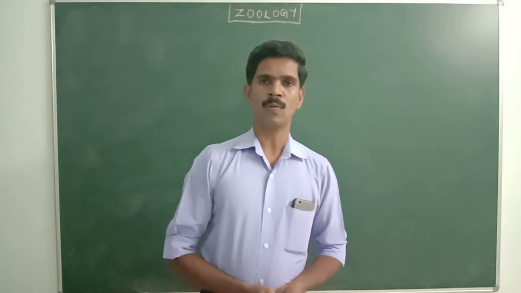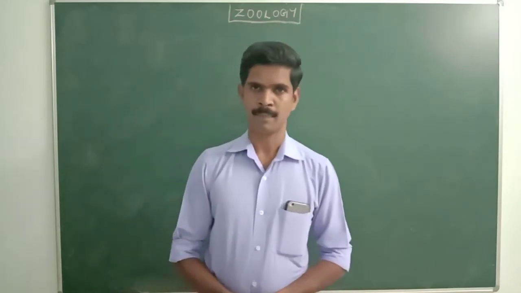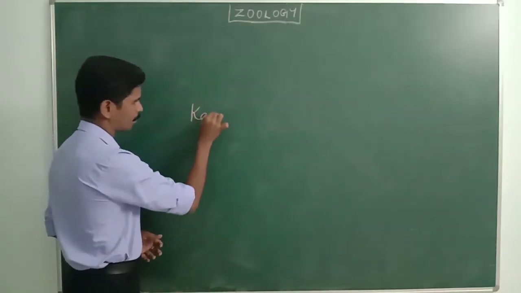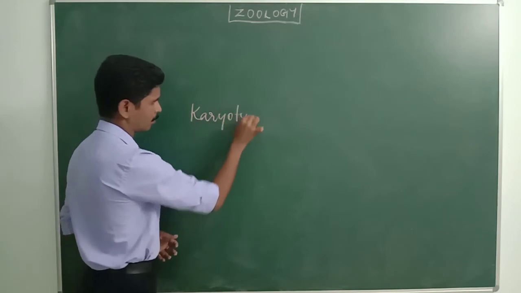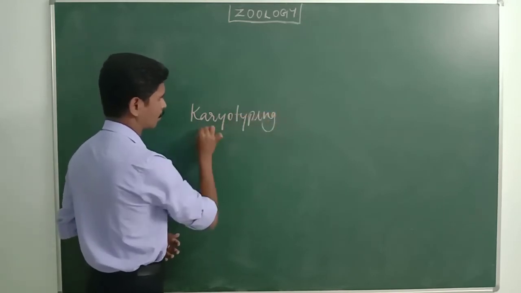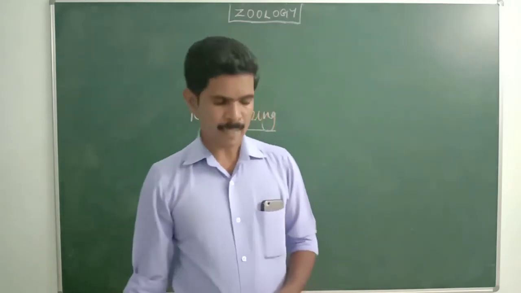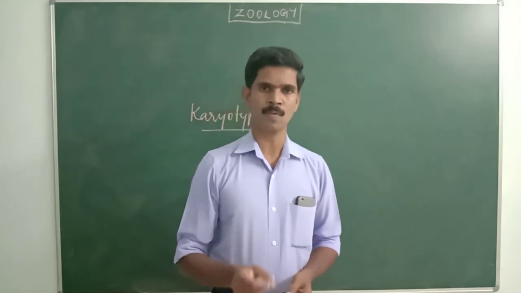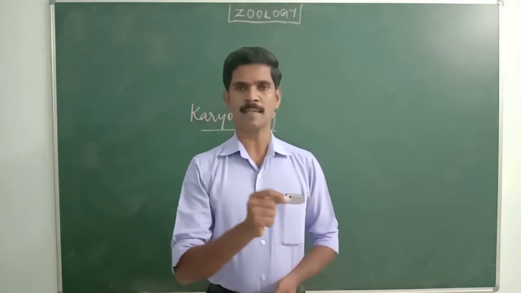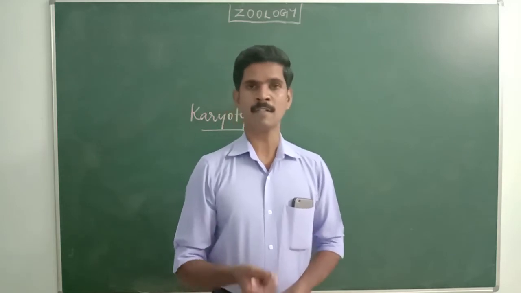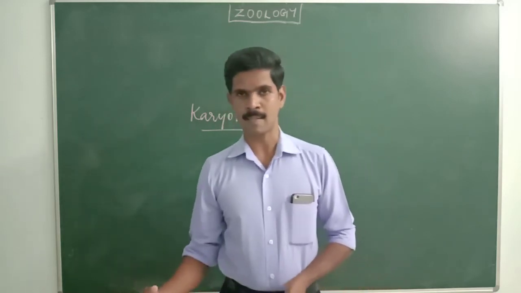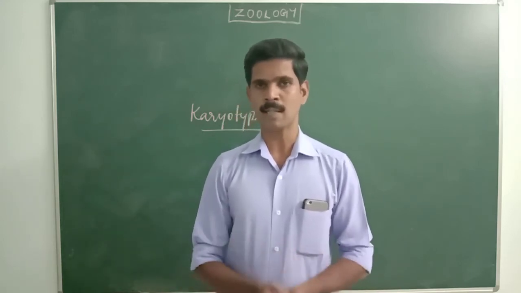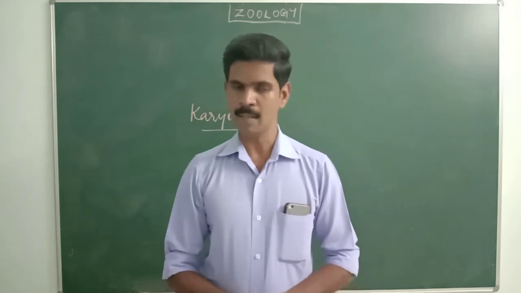Okay, dear students, now we are going to study another topic. The next topic is karyotyping. Karyotyping is the technique used to separate the complete set of chromosomes from a cell. You all know 46 chromosomes are there in our cells. All these 46 chromosomes are separated from the cells and we can take a photograph of these chromosomes. So this technique is called karyotyping.